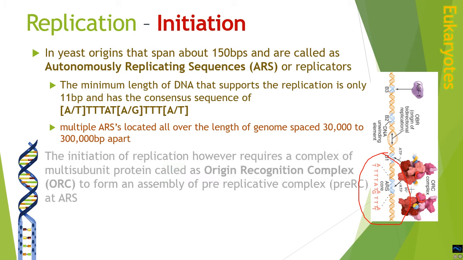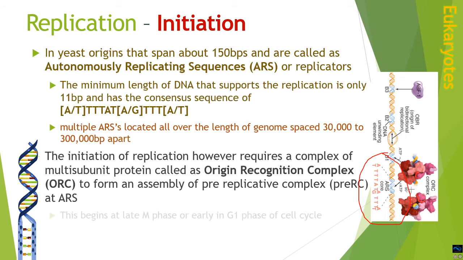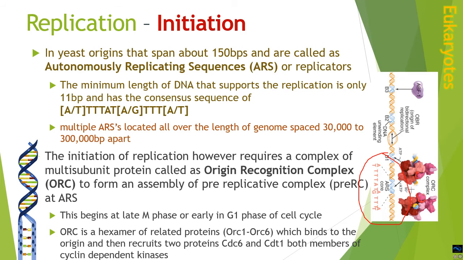For the initiation process, similar to that of the prokaryotes, we need origin recognition complexes. They are usually multi-subunit proteins which form the assembly at the ARS after recognizing it. That subassembly is called the pre-replicative complex. Usually this subassembly takes place at the beginning of the late M phase or early G1 phase. ORCs are usually hexamers of related proteins: ORC1, 2, 3, 4, 5, and 6.